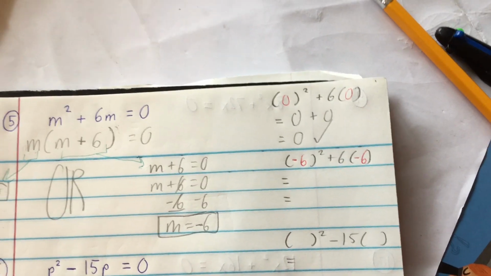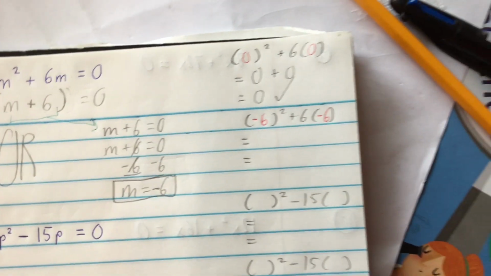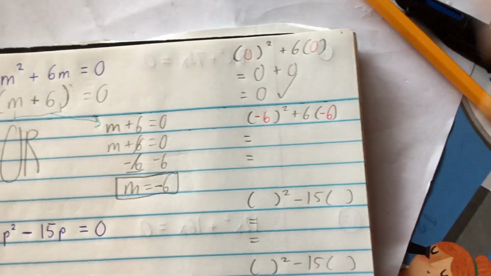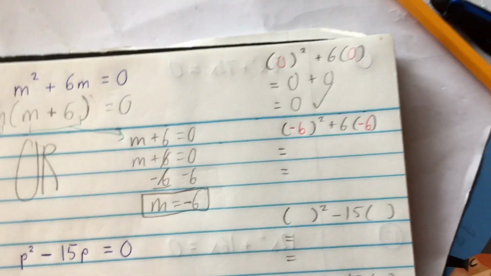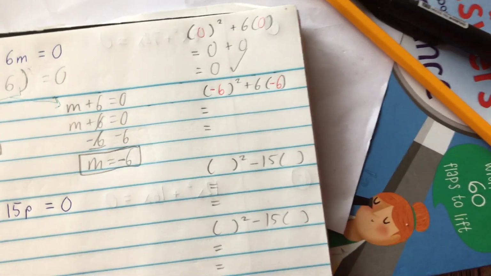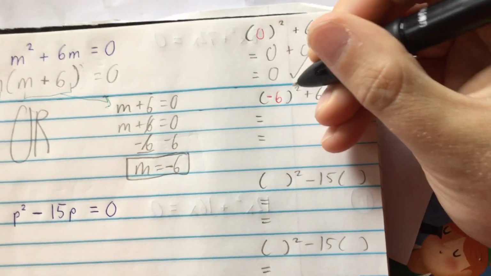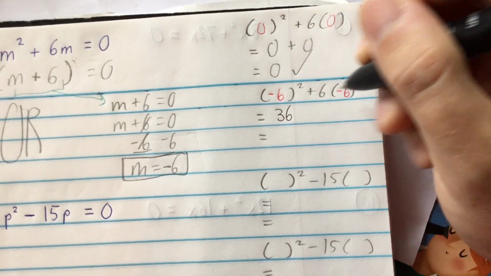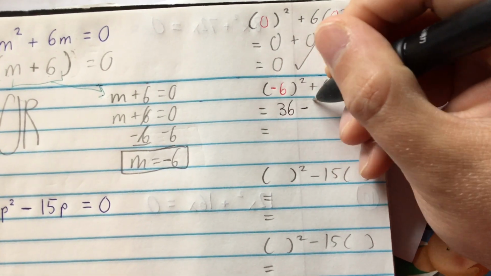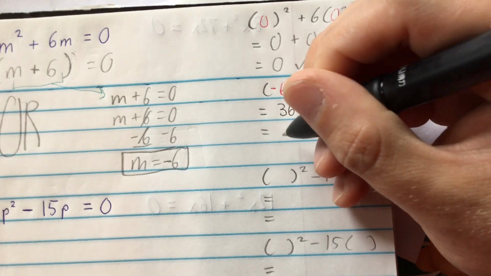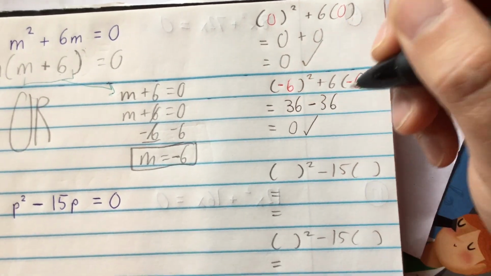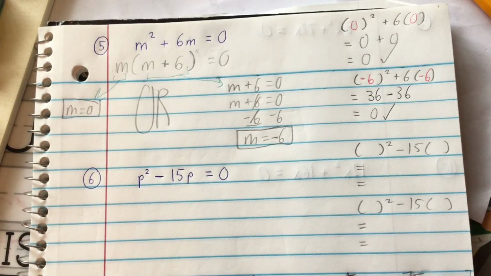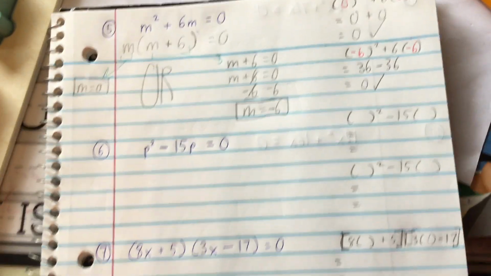So that means m equals negative 6 results in negative 6 quantity squared. Oh, that's broken. Let me get my multicolored pen. There we go, black. Negative 6 quantity squared is positive 36. Positive 6 times negative 6 is negative 36. 36 minus 36 is, in fact, 0. We've got two ways to get the product equal to 0.